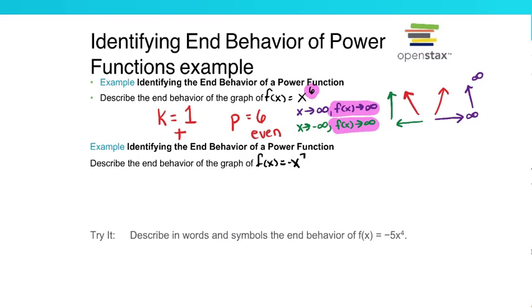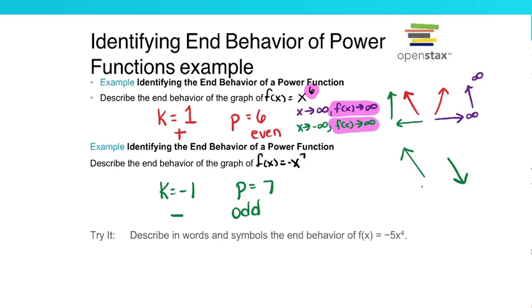All right, so let's look at this next one. f of x equals negative 1 x to the 7th. So in this case, k equals negative 1, p equals 7. So we have a negative and we have an odd. First, let's look at the negative. The negative tells us that the right behavior opens down, and then the odd power tells us that the left behavior points in a separate direction. So it's going to open up on the left.